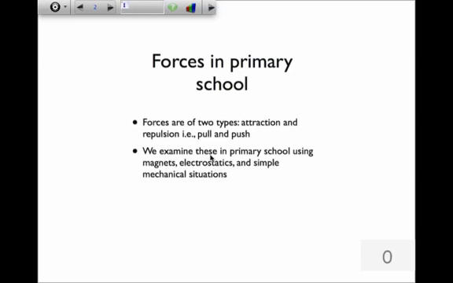Okay. Now, in primary school, when we want to look at forces, we look at magnets, electrostatics, and simple mechanical situations. And there's that word again. I keep trying to avoid it, but it's following me all week. All right. Situations. Okay. Now, what we're going to do is we're going to spend about 2 or 3 weeks with mechanics as such, and then we're going to spend 1 week with magnetism and electrostatic, meaning static electricity specifically.